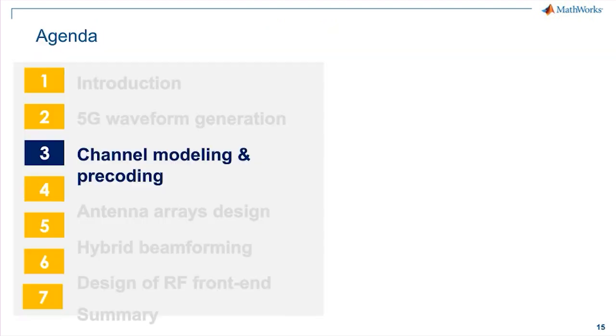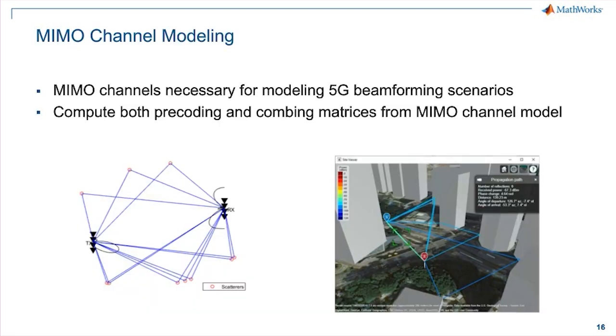Next, so you generate the baseband waveforms. What do you do with it next? Now, for 5G hybrid beamforming or beamforming MIMO transmission, MIMO channels are necessary for modeling those scenarios. And the way that MIMO channel is used, especially with millimeter wave, you want to have a very directed communication between your transmitter and the receiver. And you want to use techniques like ray tracing and so on to see: is there a line of sight? Is there a one-hop reflection that I can find?